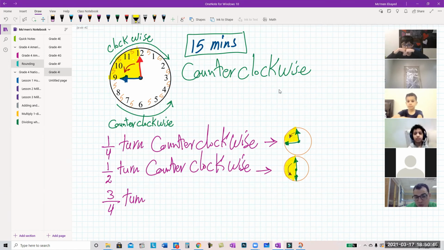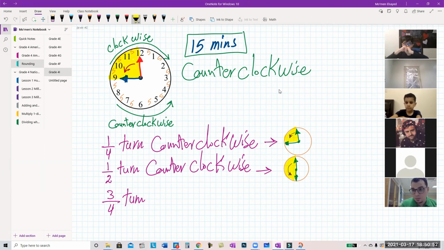So it's half turn counterclockwise because I will ask you about this in the exam. So I will give you the figure and the direction, and I will tell you which fraction, it's quarter or half or 3/4, and the direction, counterclockwise or clockwise. Okay, I will give you examples after this.